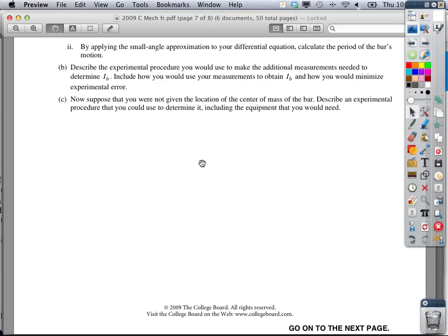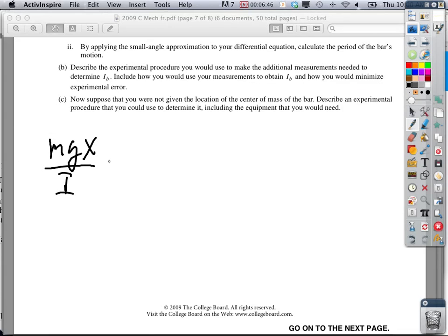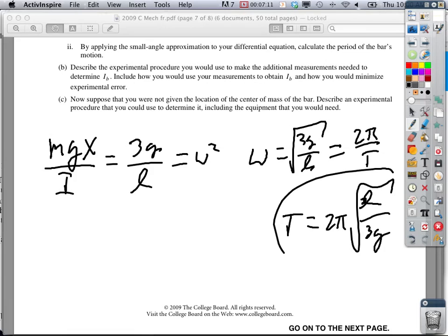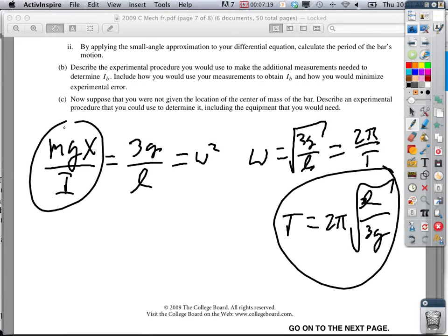Actually, the question is good. This also would work. Let's say for example you said mgx over I, that's going to come out to be 3g over L. And then you said, based on this relationship, that's going to be omega squared, so omega is the square root of 3g over L, and that is equal to 2 pi over T. So T is equal to 2 pi times the square root of L over 3g. That is also a correct answer, because you just converted this into something else. That's all.